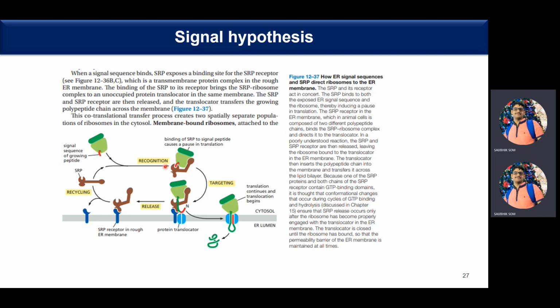Now this SRP has a receptor on the ER membrane. As you can see, this is the ER lumen, this is the cytosol. This SRP goes and binds to this particular receptor, and then there is a translocator which translocates the signal peptide. After that, there will be a cleavage of this signal peptide, and the protein synthesis will start, and the protein goes inside the ER lumen.